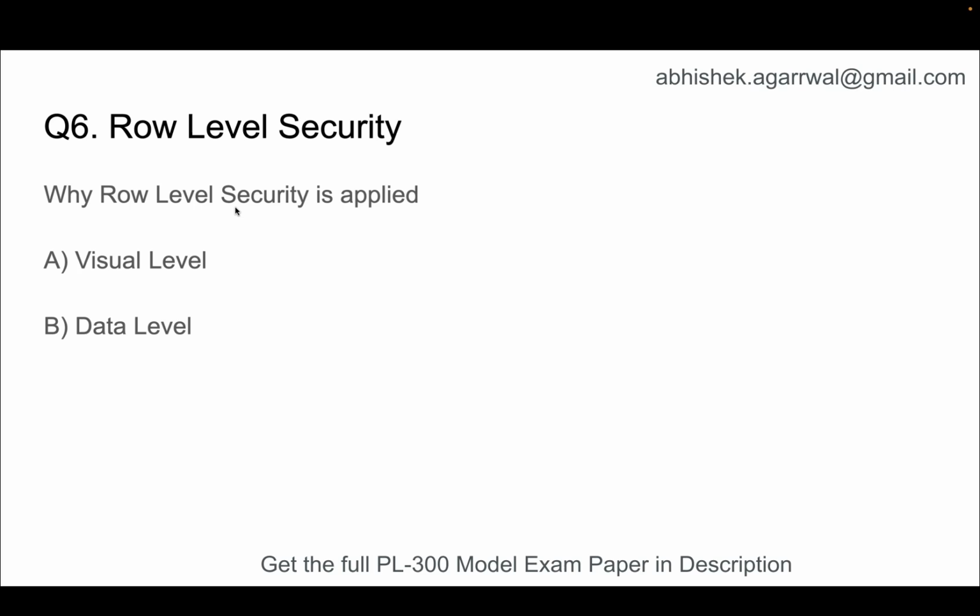Alright, so the question is: where is row level security applied? A, at visual level; B, at data level; C, at model or the data model level; or the last option is the data transformation level.